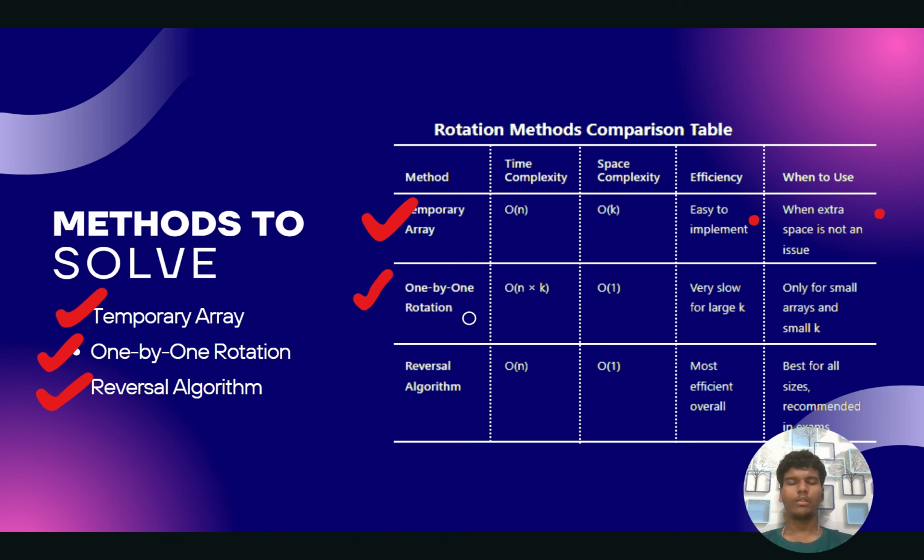So one by one rotation is very slow for large arrays, so it only works for small arrays and small k. Reversal algorithm is said to be the most efficient and best for all sizes. We will see that in the next.